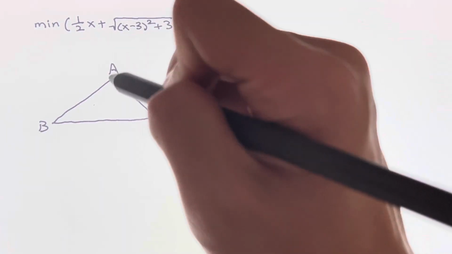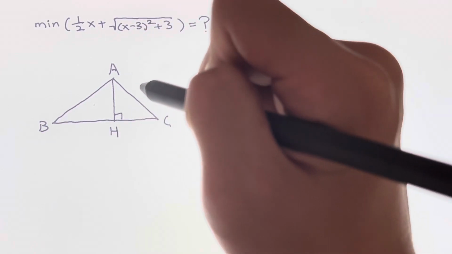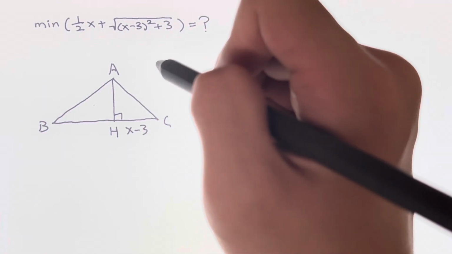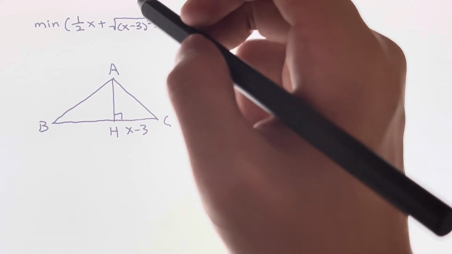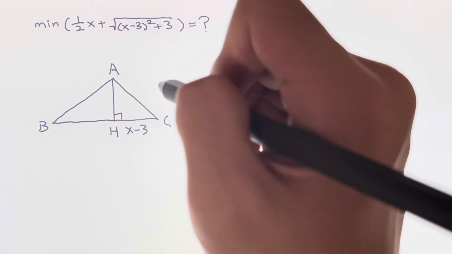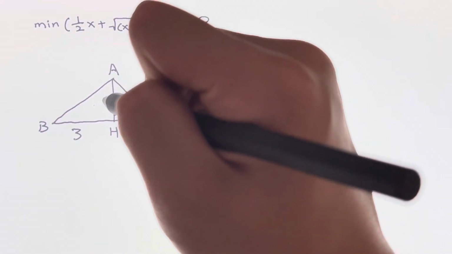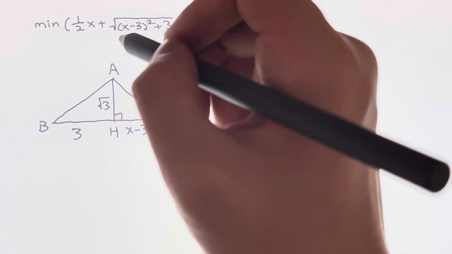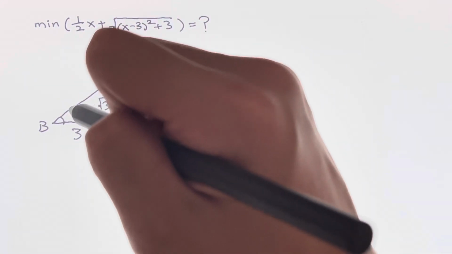How do we do this? Well, we can construct the height from A to BC. Call this point H. So we want this length to be x minus 3. And then, to get the square root of 3, if we let the whole side BC equal x, then BH will equal 3. And AH here, we know that this is square root 3. This shows that this ABH triangle is going to be a special right triangle. So it's a 30, 60, 90 right triangle with angle B equal to 30 degrees.